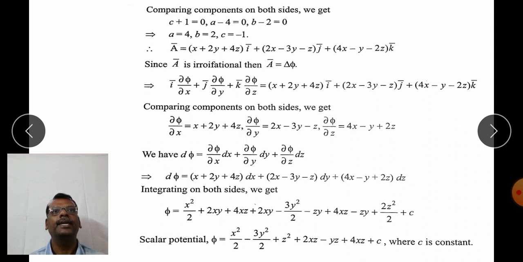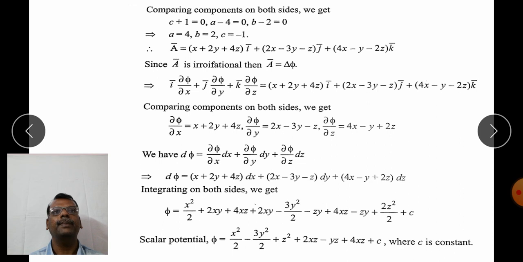Therefore, we have A bar equals (x plus 2y plus 4z) i plus (2x minus 3y minus z) j plus (4x minus y minus 2z) k bar. Here, A bar is irrotational, therefore A bar equals del φ. Therefore, you can easily find its scalar potential. Therefore, i del φ by del x plus j del φ by del y plus k del φ by del z is equal to f1 i bar plus f2 j bar plus f3 k bar.